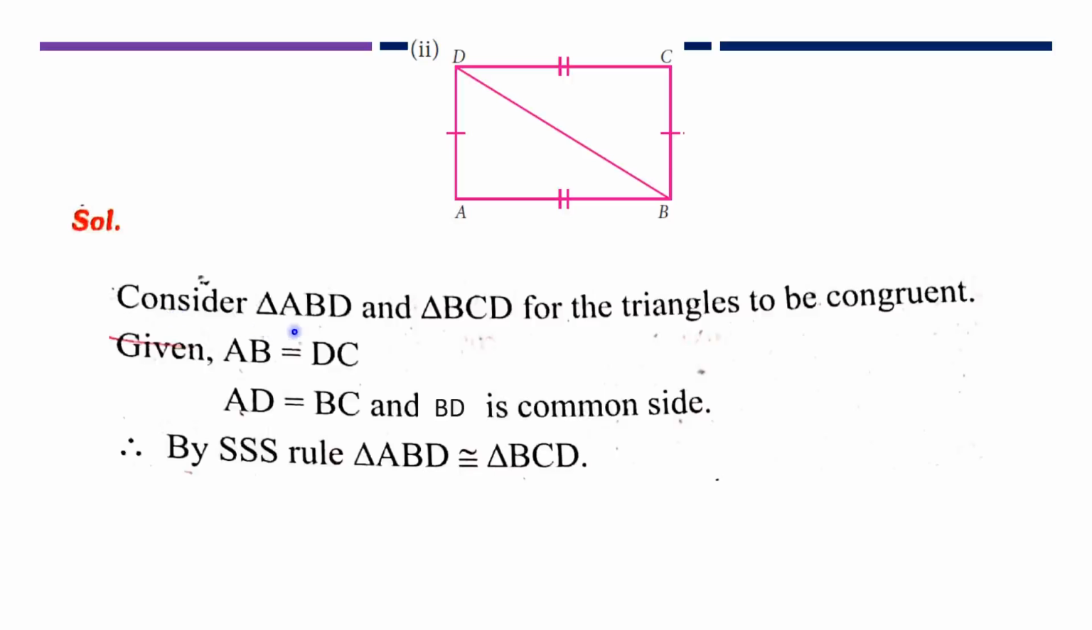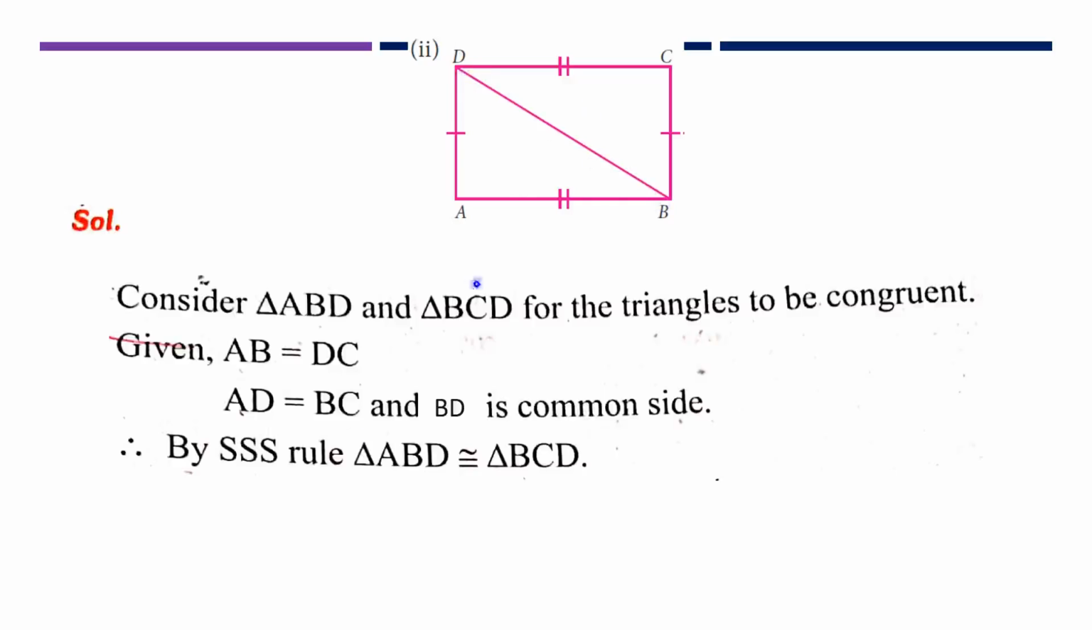For that, consider triangle ABD and BCD. For the triangles to be congruent, here a single line, here a single line is given, it means these two sides are equal. Similarly, here 2 lines are given, and here also 2 lines are given, so these two sides are equal. So the given data are AB is equal to DC. That is given here. Similarly, AD is equal to BC. Okay, and this BD is a common side for both the triangles. So that should be equal.